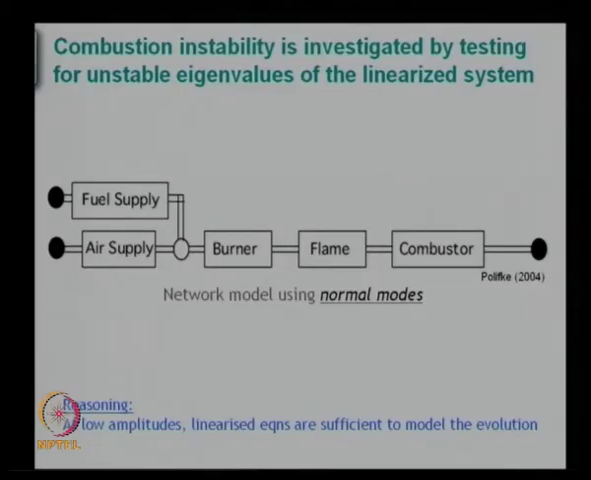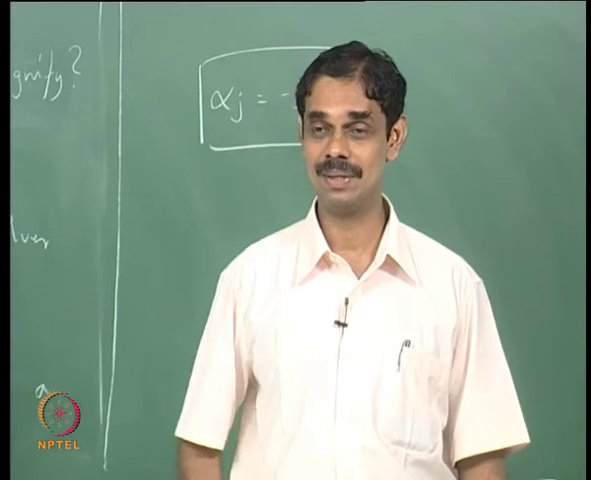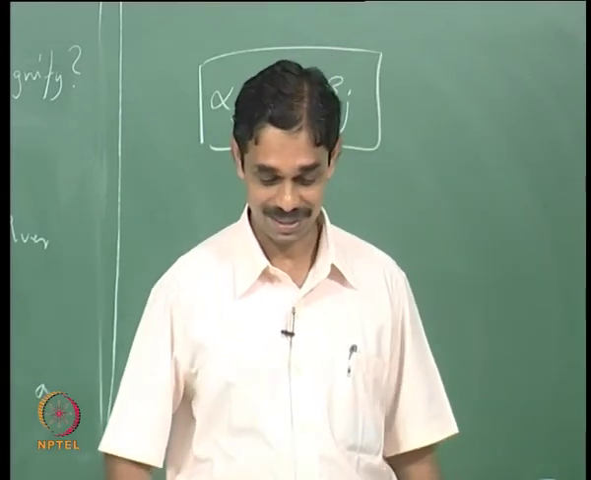The reasoning was that we are starting from low amplitude, so linearized equations are sufficient to model the evolution. If you are an engineer, we are taught to believe that below amplitudes of 10%, everything is linear. Some magic, some 11th commandment or something. Somebody said this somewhere, and we are believing it. There is another crowd of people who believe that 5% is when everything is linear, and anything more will not be. But between these two categories, it includes all the engineers, and we have to see whether this is right or not.